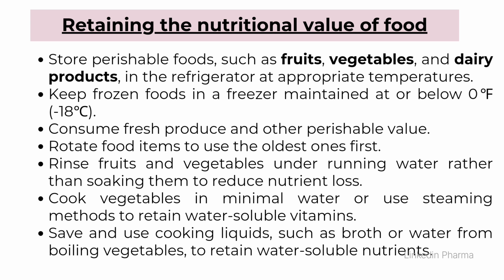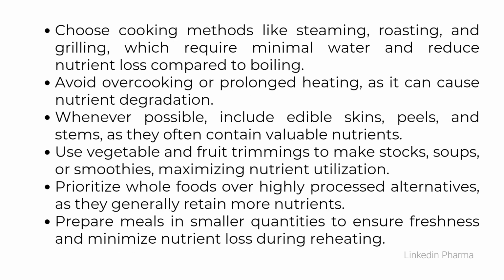Rinse fruits and vegetables under running water rather than soaking them to reduce nutrient loss. Cook vegetables in minimal water or use steaming methods to retain water-soluble vitamins. Save and use cooking liquids, such as broth or water from boiling vegetables, to retain water-soluble nutrients. Choose cooking methods like steaming, roasting, and grilling, which require minimal water and reduce nutrient loss compared to boiling.